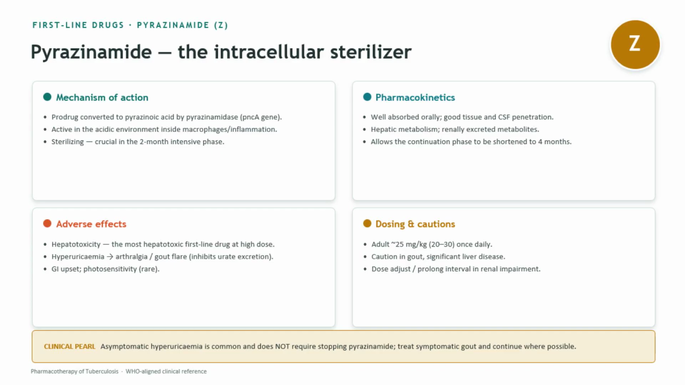Pyrazinamide, the intracellular sterilizer and a bit of a specialist. It's a prodrug converted to pyrazinoic acid by PncA, and it only really works in acidic conditions. Exactly the environment inside macrophages and areas of inflammation. That's its superpower. It mops up bugs the other drugs struggle to reach, which is why it's essential in that 2-month intensive phase, and how we shortened continuation to 4 months. The trade-off, it's the most hepatotoxic first-line drug at higher doses, and it drives up uric acid, so watch for arthralgia and gout flares.